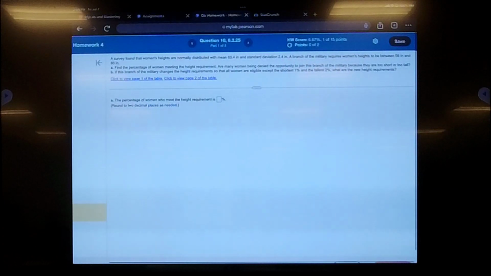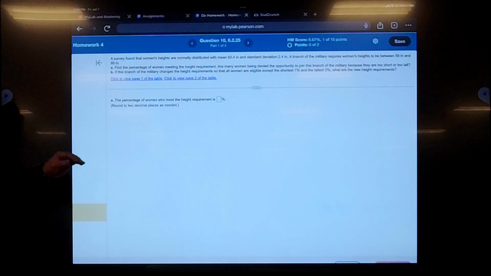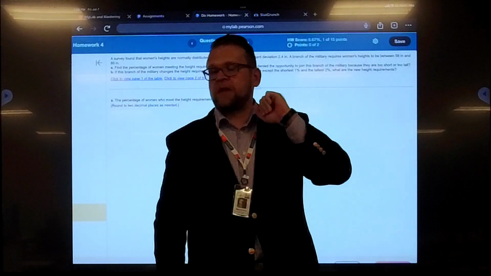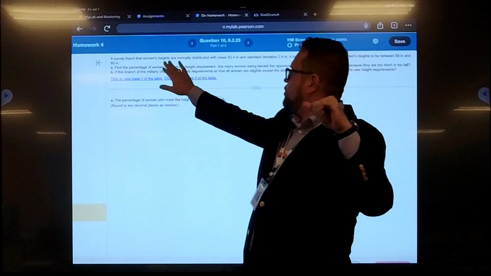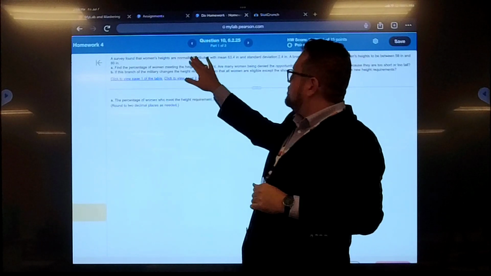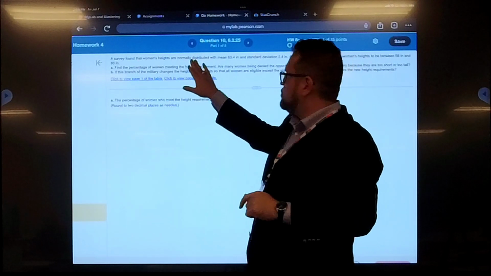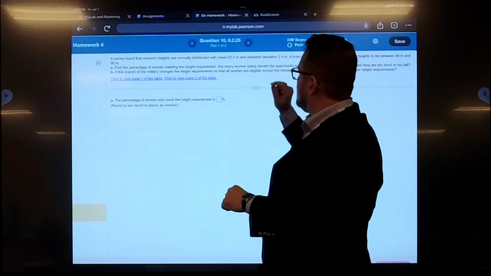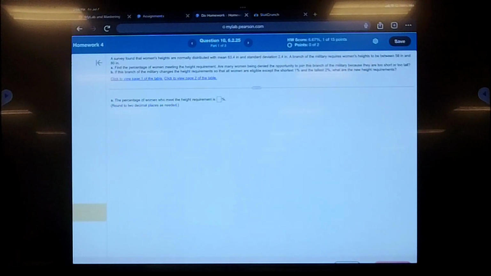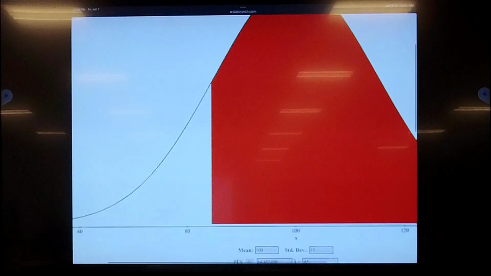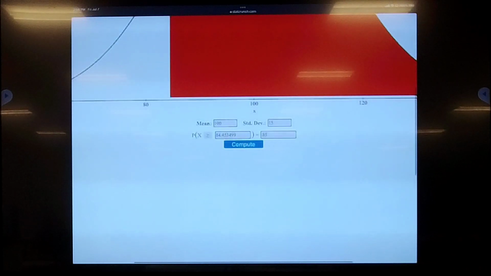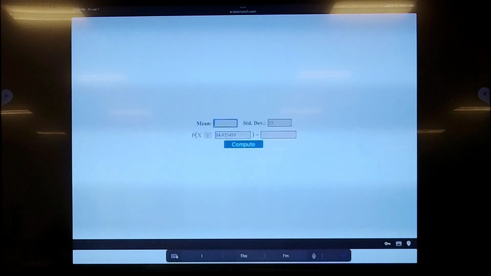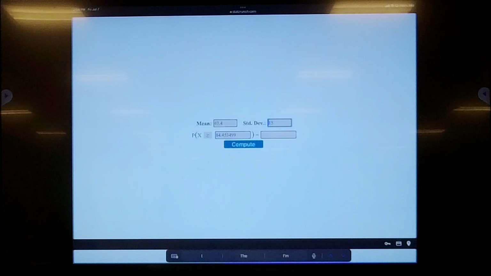You just have to do it in two steps. The height: we have that it's normally distributed. That's the main first observation. Heights are normally distributed. That means all of the women's heights follow the normal distribution, so I can use the normal curve with this as its average and this as its standard deviation. So 63.4 and 2.4.